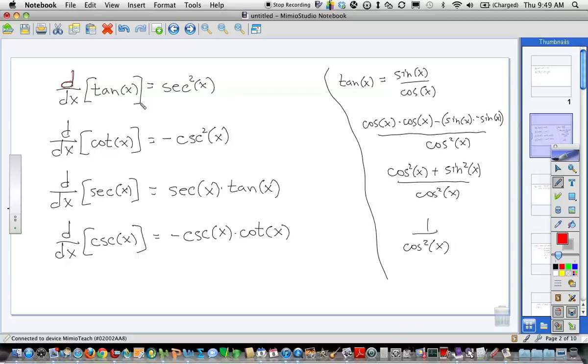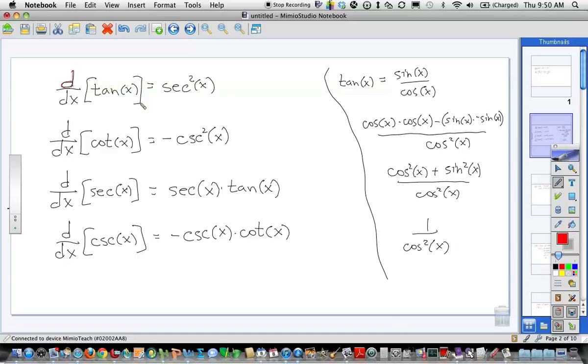Derivative of tangent is secant squared. And all these we have to memorize. But that's one you have to remember kind of out of thin air: derivative of tangent is secant squared. If you can remember that, then cotangent is pretty easy. It's negative cosecant squared. And then you start to see a pattern a little bit. Remember, derivative of sine was cosine, but the derivative of cosine is negative sine.